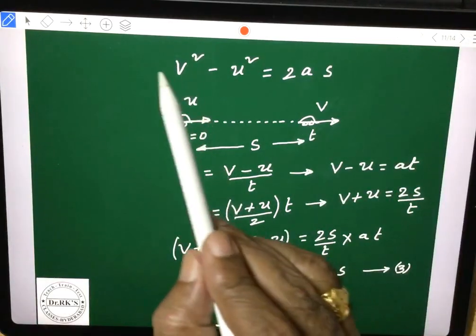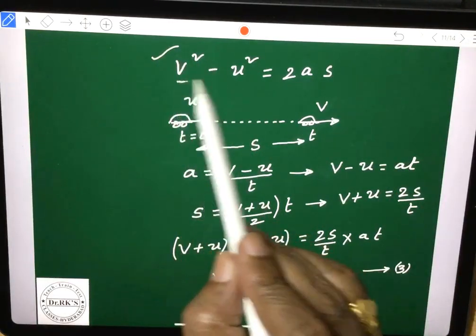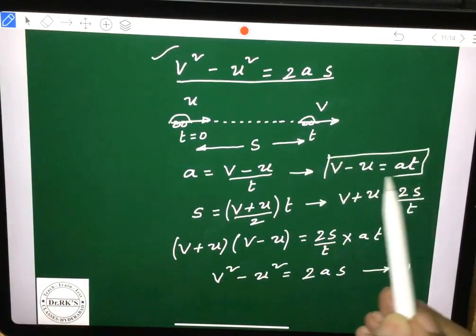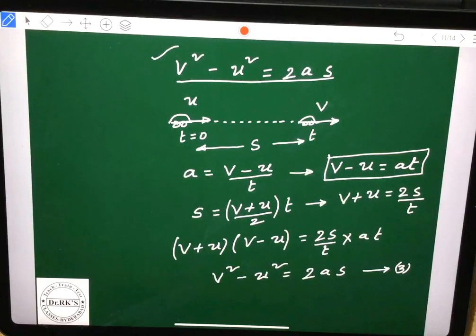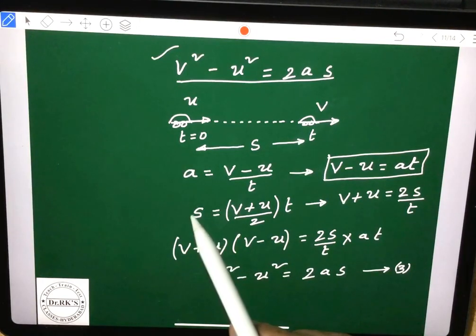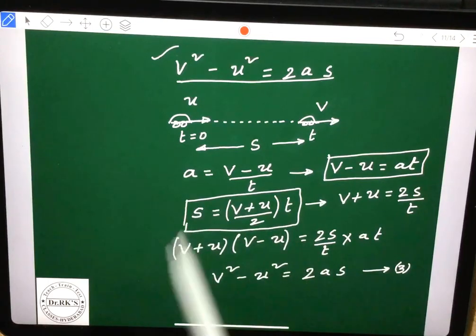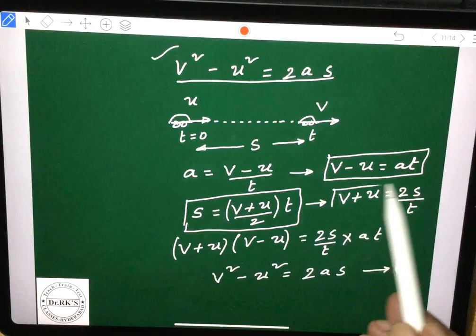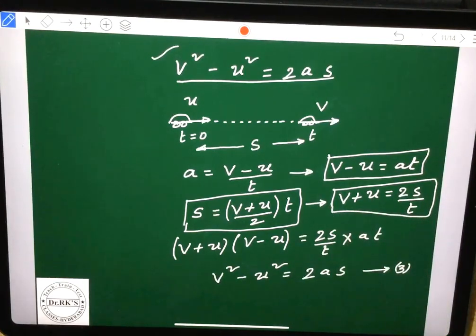Next, v square minus u square is equal to 2as. We know that v minus u is equal to at, which comes from the definition of acceleration. And also we know from the second equation that the total displacement is equal to average velocity into time. From that you will get v plus u is equal to 2s by t. Multiply both, and you will get v square minus u square is equal to 2as.